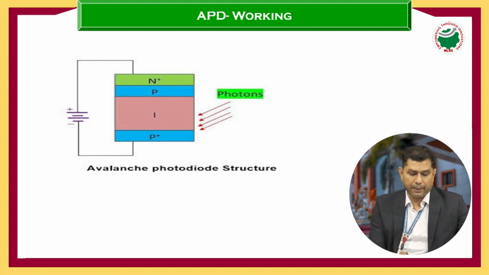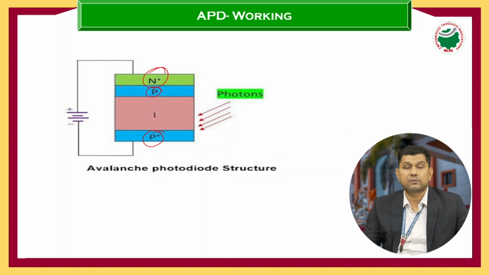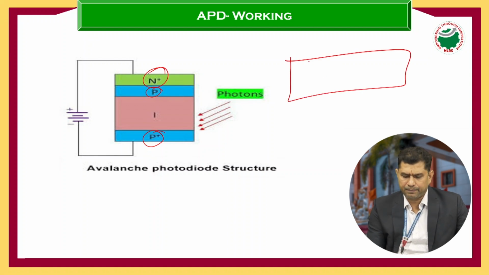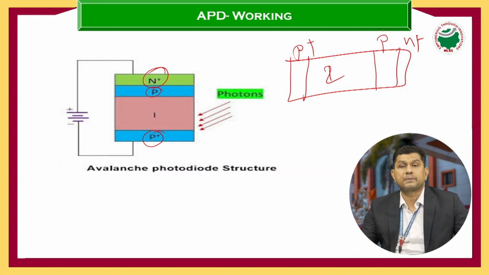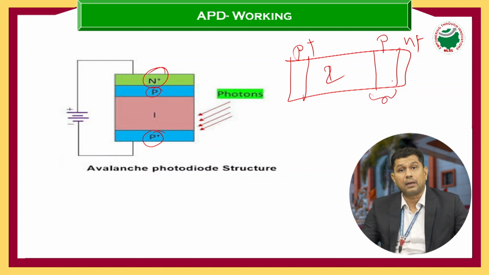See, basically an APD contains a P region, and then a P plus region. P plus region means a heavily doped P-type semiconductor. N plus region is a heavily doped N region. The structure is very similar to a PIN diode. This is the P plus, this is the N plus, and this is the intrinsic layer. In addition, one more layer, which is a P-type semiconductor, is also kept. This region is kept to increase the number of charge carriers by the avalanche effect.